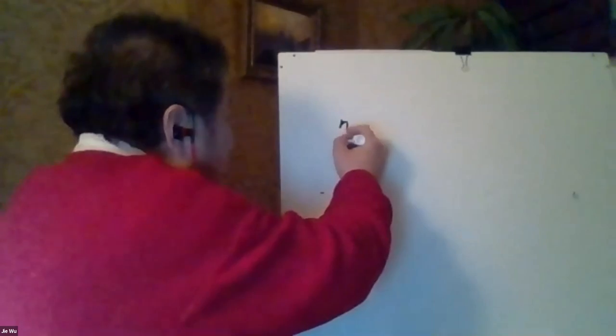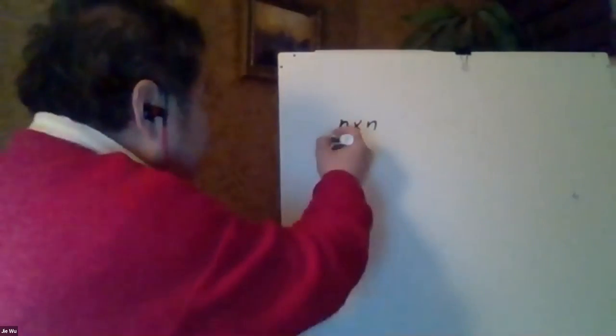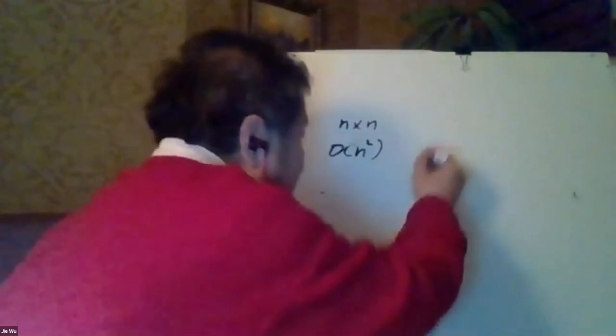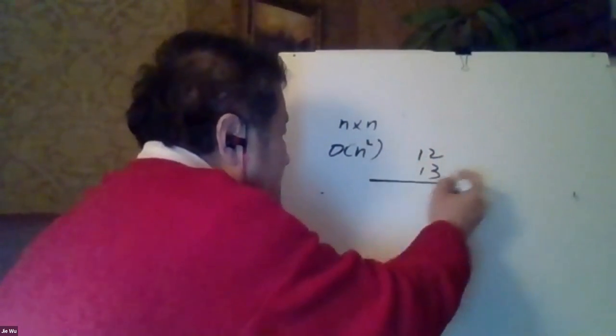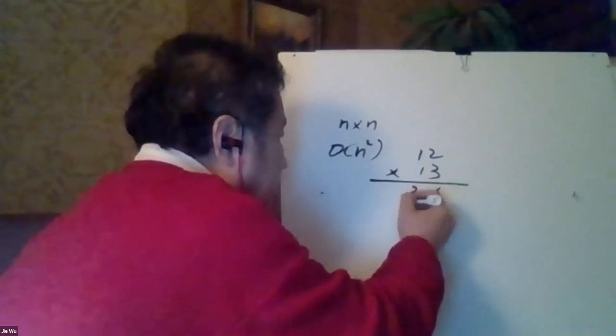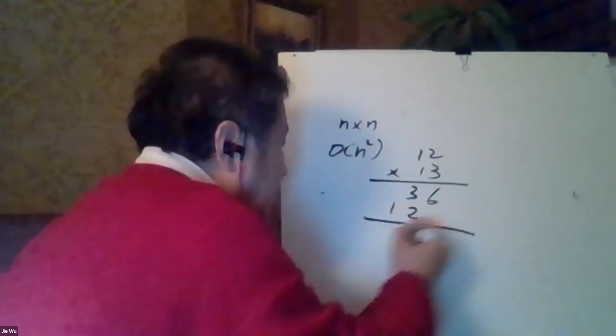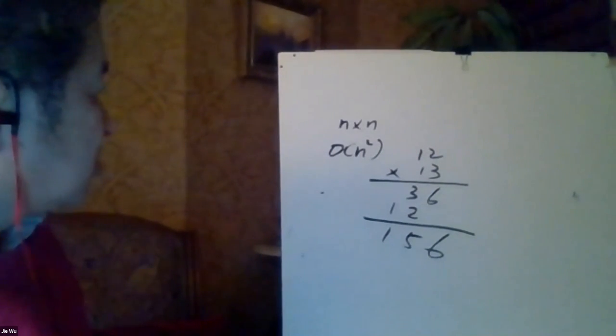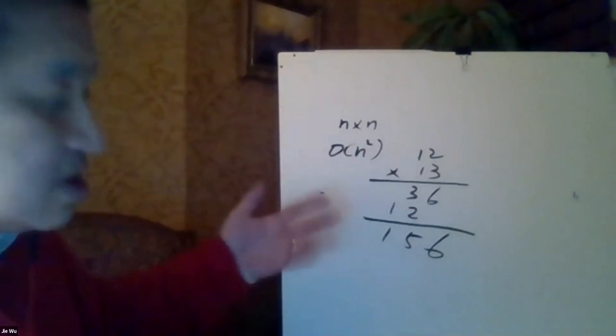Typically when we do multiplication, suppose you have n times n, so that means n digits times n digits. The complexity is n squared. Let's just look at an example like 12 times 13, how we do it. We get 6, 3, 2, 1. Then you add this, right? That's the solution. It's n squared.